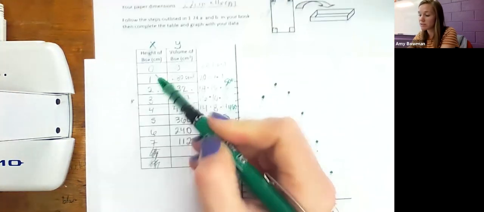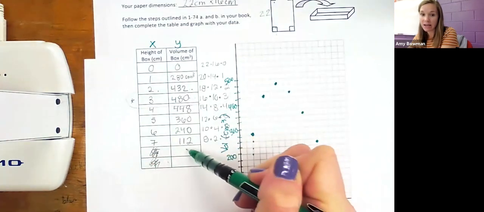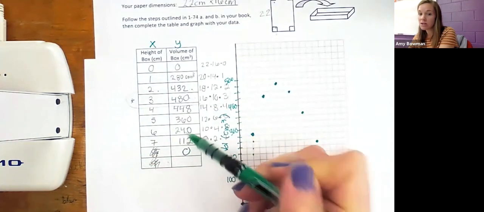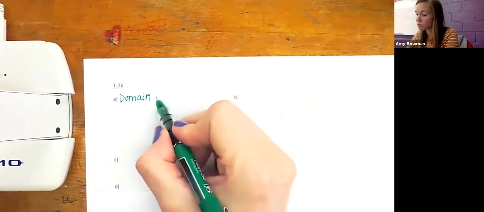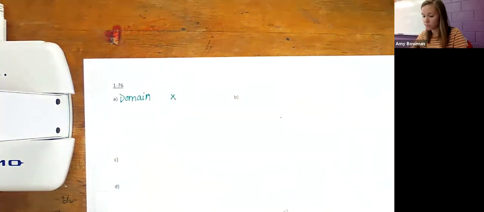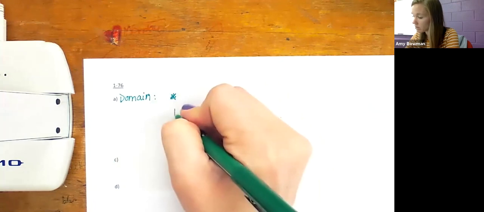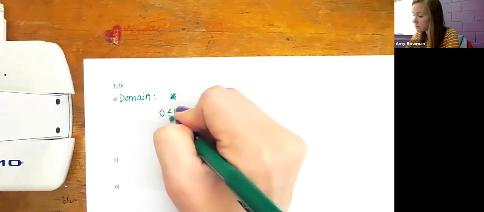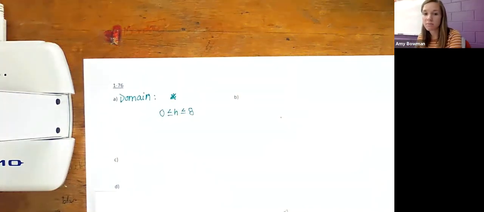So probably between 0 and 8 at the most, because then we would be back at a volume of 0. So let's say our domain, which represents the height of the box, would be... x would be, actually we used a variable of h. H would be at least 0 and no more than 8. And that would make sense for limiting, based on the context of our problem.